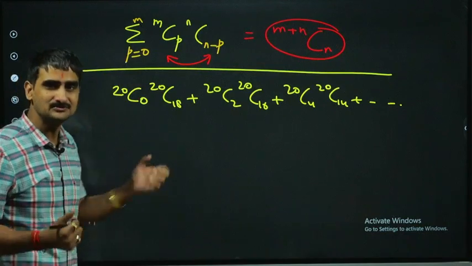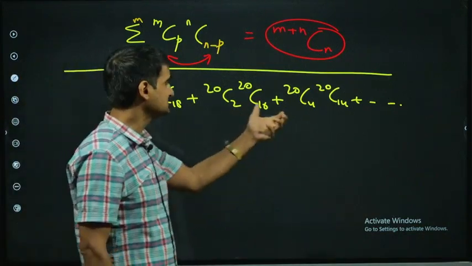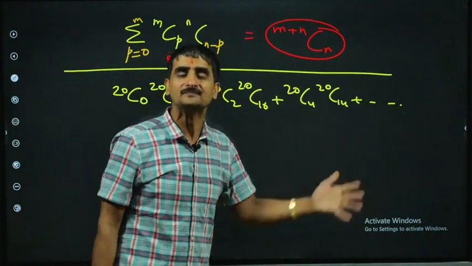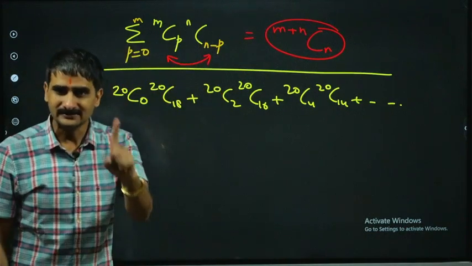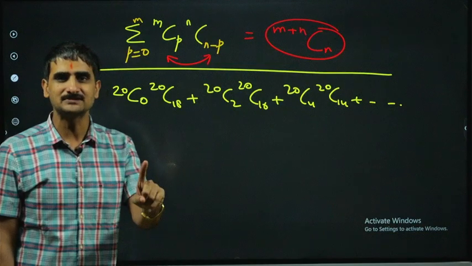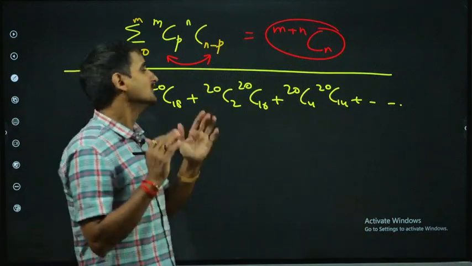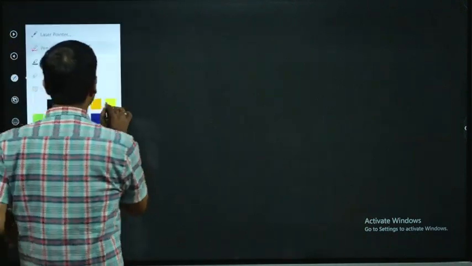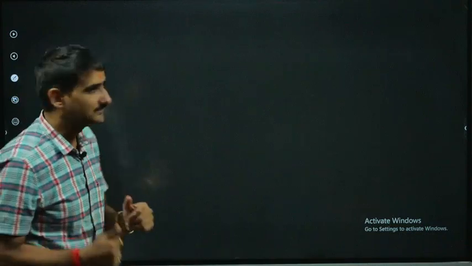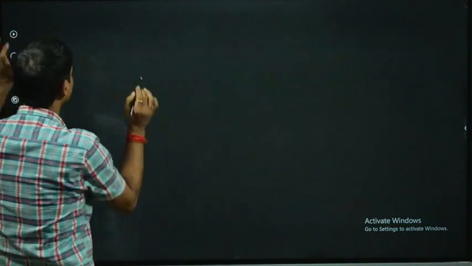Like, what are we missing? 20c1, 20c17, 20c3, 20c15, dot dot dot. So one condition fulfilled, sum of subscript in every term is a constant. The other condition is not fulfilled. So what to do? So for that, I will suggest you all to go back to the proof of that result. Which result? This result. Okay, so how will we get it?